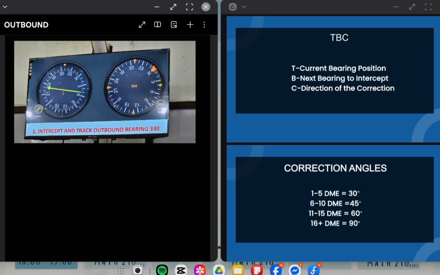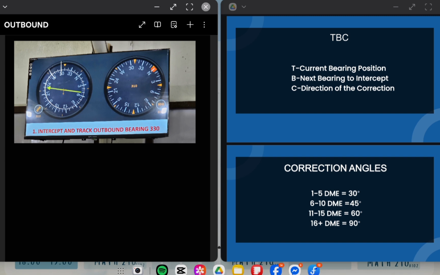Okay, so here's a quick tip for your intercept and track outbound bearing. First, let's take the TBC: tail, bearing, correction. To make it easy, look at the tail. Then the bearing is 330, then the correction, then your DME, let's say, is 11. So that's 60 degrees, 30, 60.